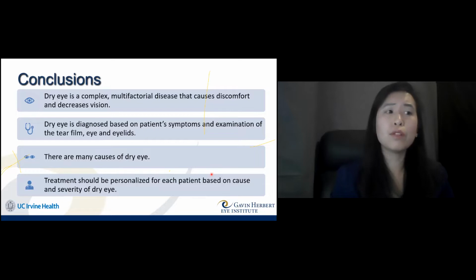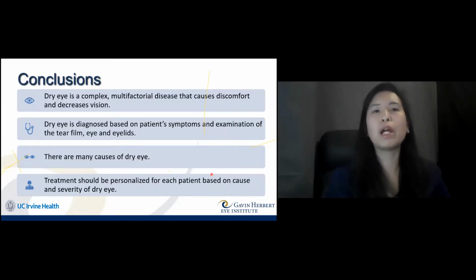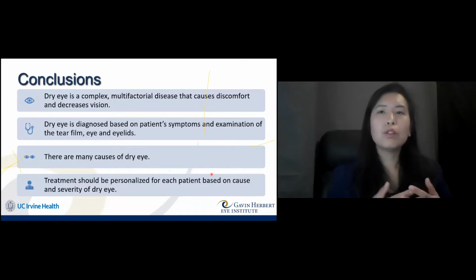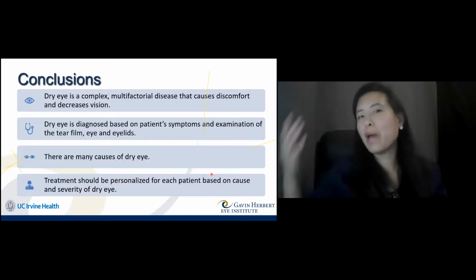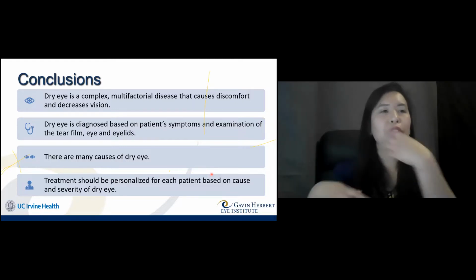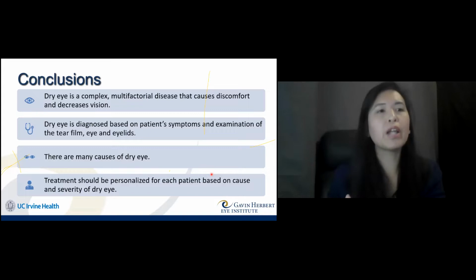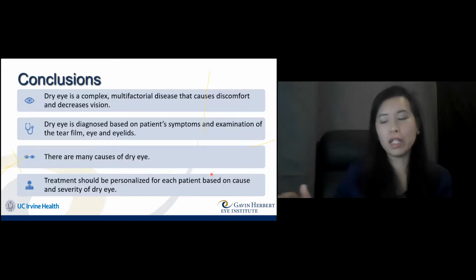There are many causes of dry eye, and if you are a dry eye patient, you should try to understand what is the cause of your dry eye. The treatment should be personalized for each patient based on the cause and severity of their dry eye. And sometimes there are different treatments for the right eye and the left eye. Sometimes it changes with time. Sometimes your treatment will work for a while and then you'll have a bad flare and you'll have to chase that to put out the fire and then go back to your maintenance.